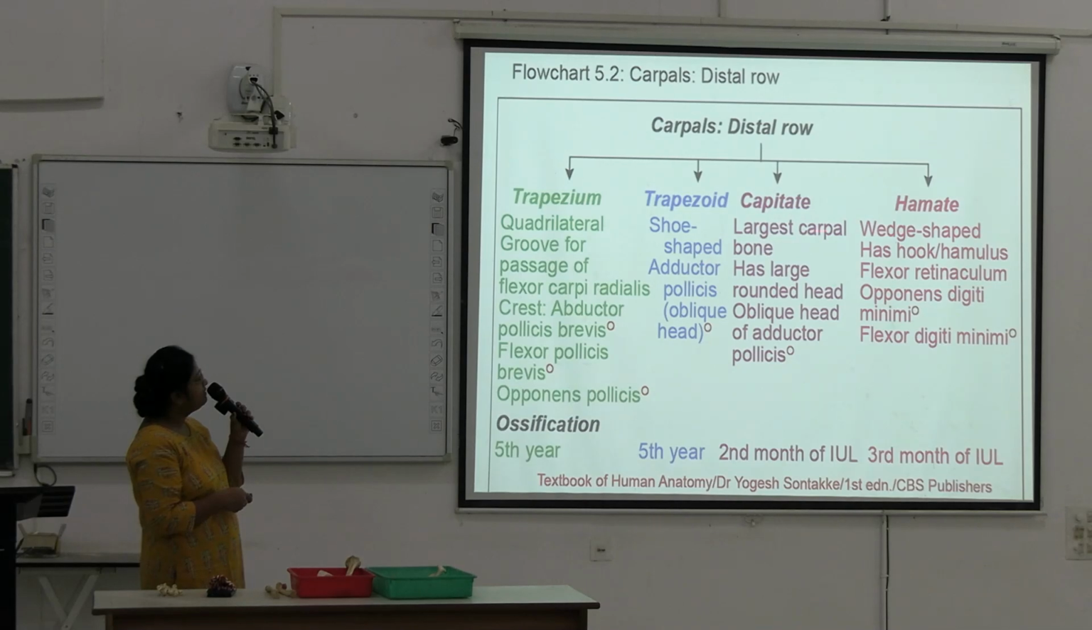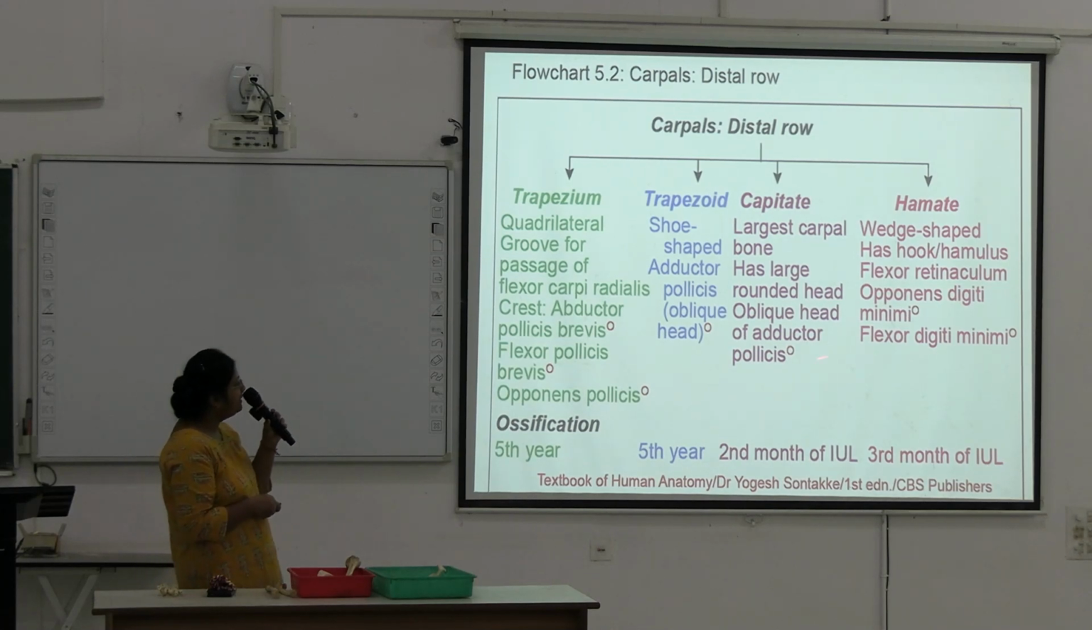Capitate is the largest carpal bone, has a large rounded head. The oblique head of adductor pollicis originates from this capitate. Hamate is also wedge-shaped, has a hook or hamulus. Flexor retinaculum, opponens digiti minimi, and flexor digiti minimi originate from this hook of hamate. Okay.